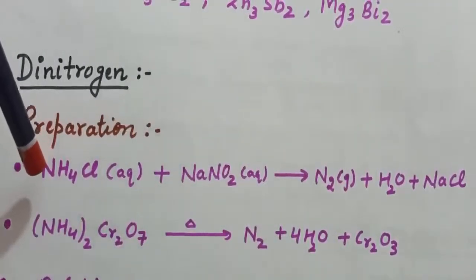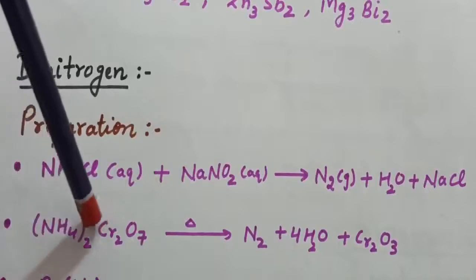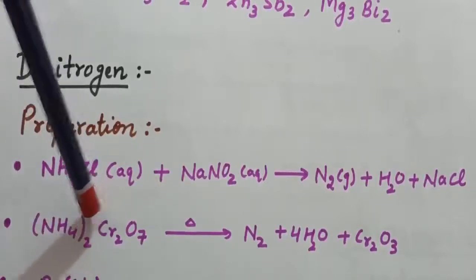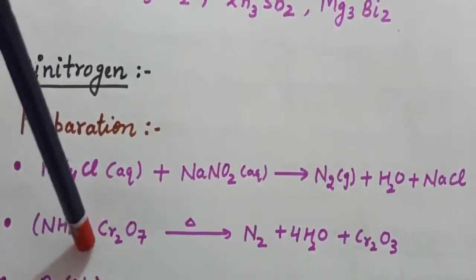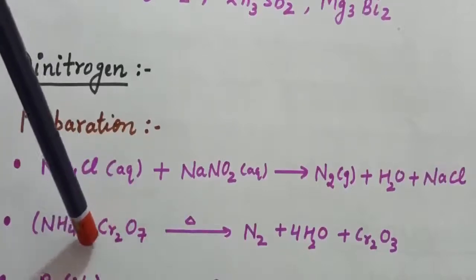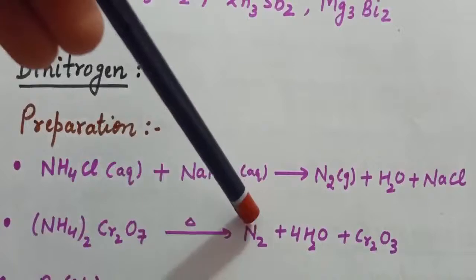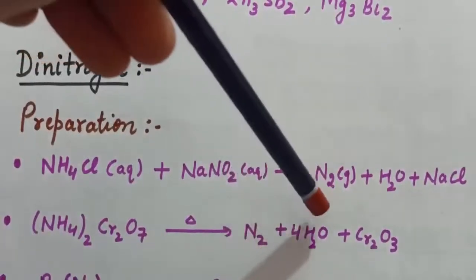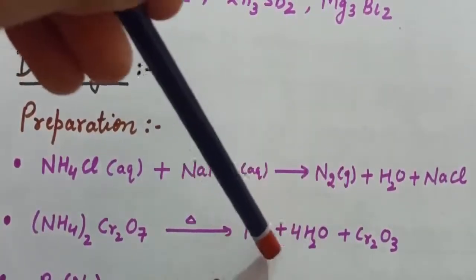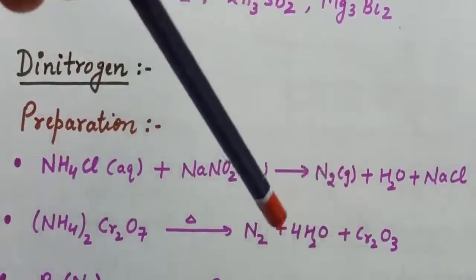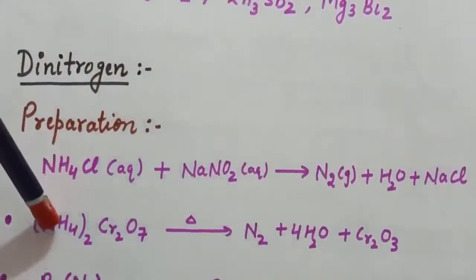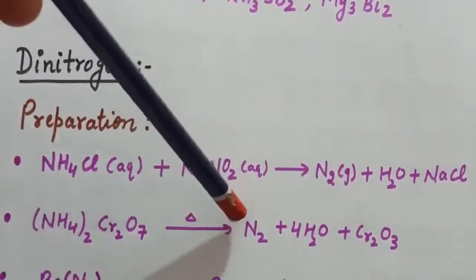Dinitrogen can also be prepared by thermal decomposition of ammonium dichromate. This is the formula for ammonium dichromate. So when we heat this ammonium dichromate, what will happen? Nitrogen gas will form. Along with nitrogen, water and chromium oxide will form. So this is another method for the preparation of nitrogen.